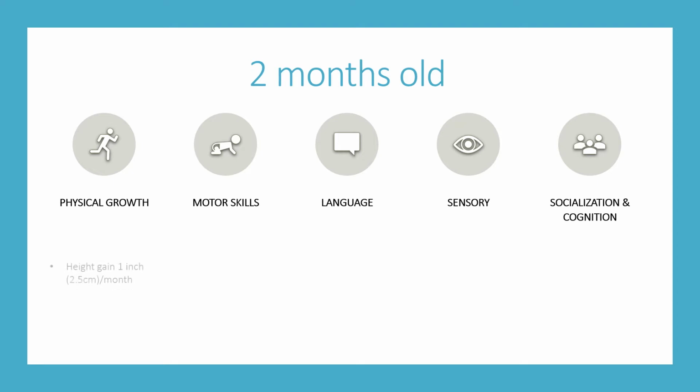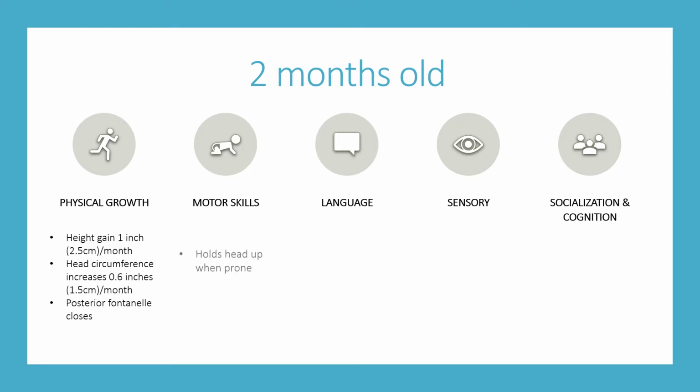As far as physical growth, this baby is growing about 1 inch a month. The head circumference is growing larger at about 1.5 centimeters per month, or just over a ½ inch. And at 2 months old, the posterior fontanelle is closing. So you shouldn't be able to feel that anymore during your assessment on a 2-month-old baby.